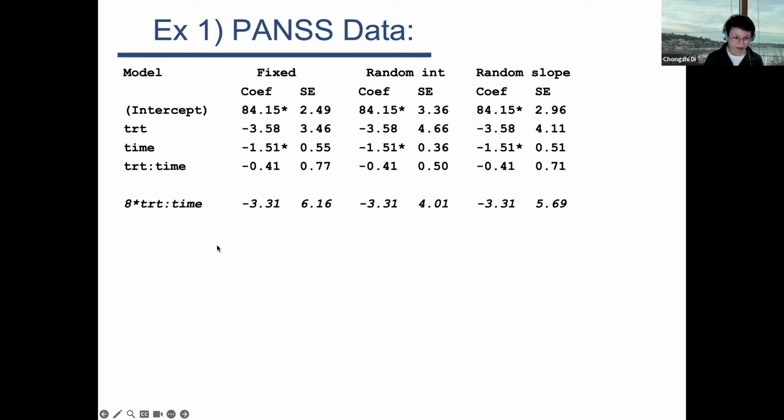And then finally, one might be interested in the pre-post treatment effects, right? In this case, the time is in the scale of weeks, and the end of the trial is 8 weeks. So between the end of the trial and the baseline, it's 8 weeks. So the effect is 8 times this interaction variable. The estimated effect is about negative 3.3, but again, it's not statistically significant.